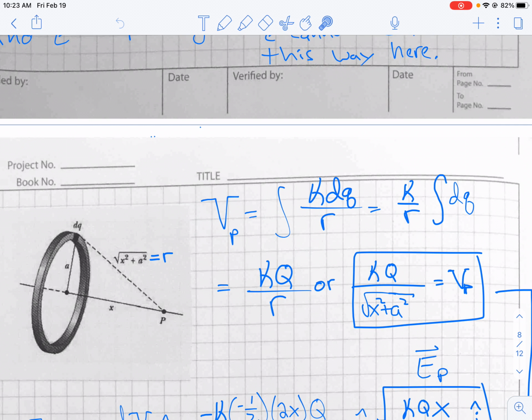Here, our distance from P to our little charge element is the square root of x squared plus a squared, right? The hypotenuse of that triangle. R is still a constant though. Every spot on this is the same distance away from point P, and we don't need to cancel out anything. No components, because it's not a vector. So kQ over r, and we just substitute for what r is. Right? Square root of x squared plus a squared.